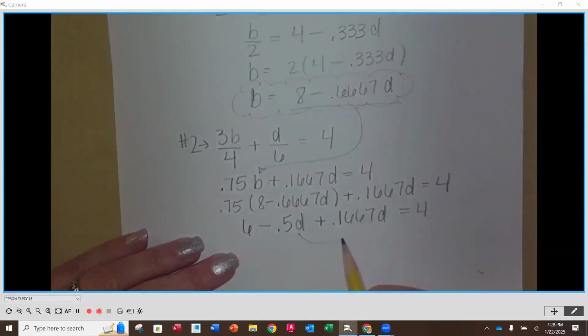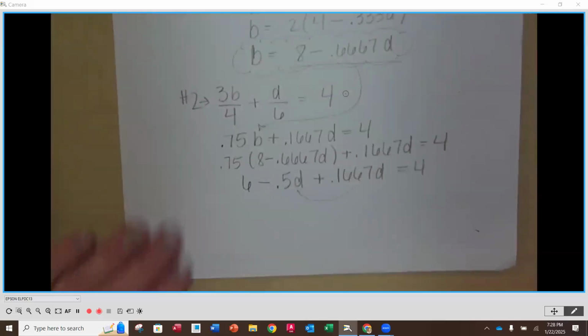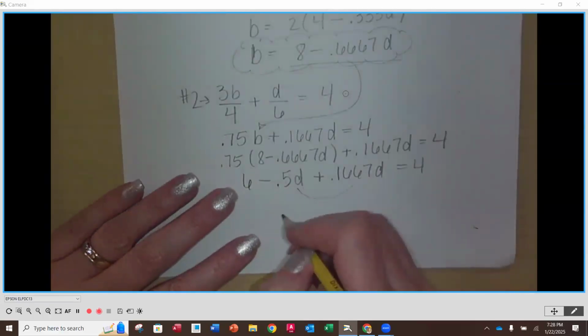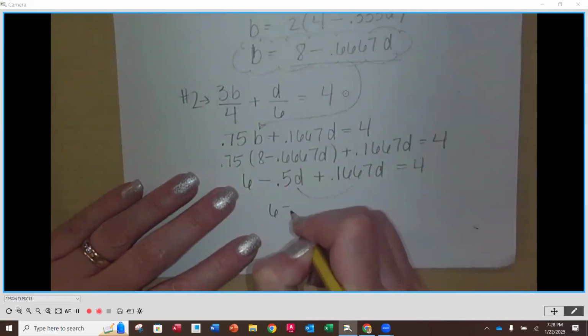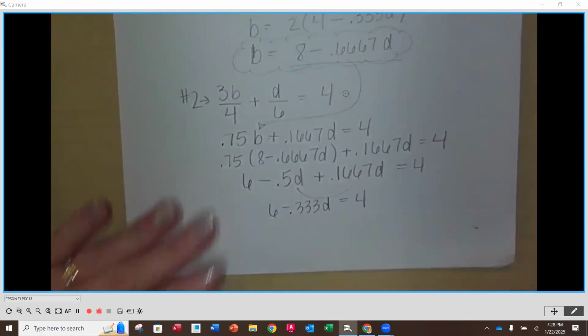Now I can combine these two because they have the same level of variable. So we're going to have negative 0.5 and then 0.1667, so I'm going to have a negative 1/3. So 6 minus 0.333d is equal to 4. You guys get the same thing so far?